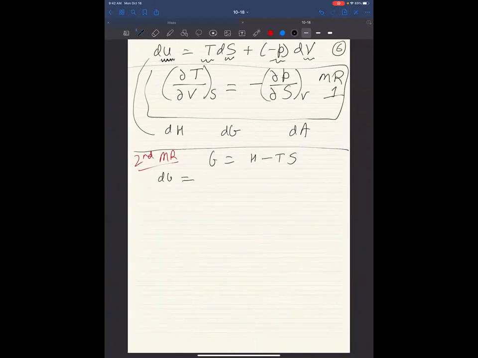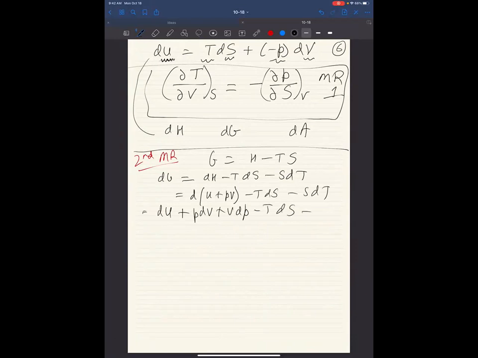So G is equal to H minus Ts. Therefore, dG is equal to dH minus TdS minus SdT. That doesn't help us in any way, but we know what H is. H is U plus PV, right? So this is d of U plus PV minus TdS minus SdT, which is equal to dU plus PdV plus VdP minus TdS minus SdT. Oh no, so messy. What do we do now? Can we cancel a few things?